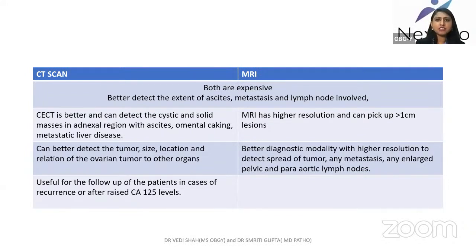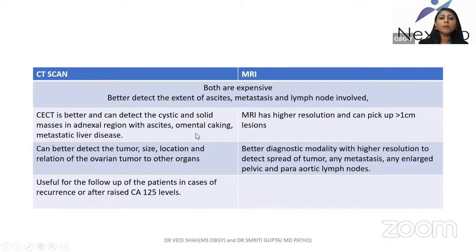And both of these are, as we all know, going to be expensive, but they help in a better appreciation of the ascites, assessing how the spread of the metastasis is, and lastly, the lymph node involvement. If we talk about the contrast enhanced CT scan, that is going to be better to detect the solid as well as the cystic. So if you want to understand the mass, it is going to be better detected with the help of the CECT.